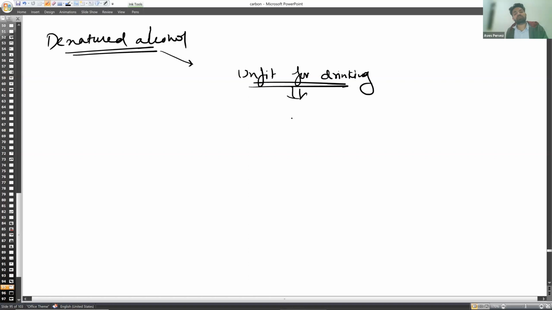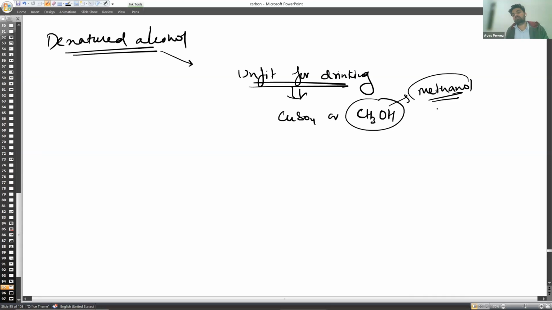We add copper sulfate to it or we add methanol. Just one carbon less alcohol is very poisonous. This is methanol, and this is very poisonous. And we have done this question also, that why methanol is poisonous.